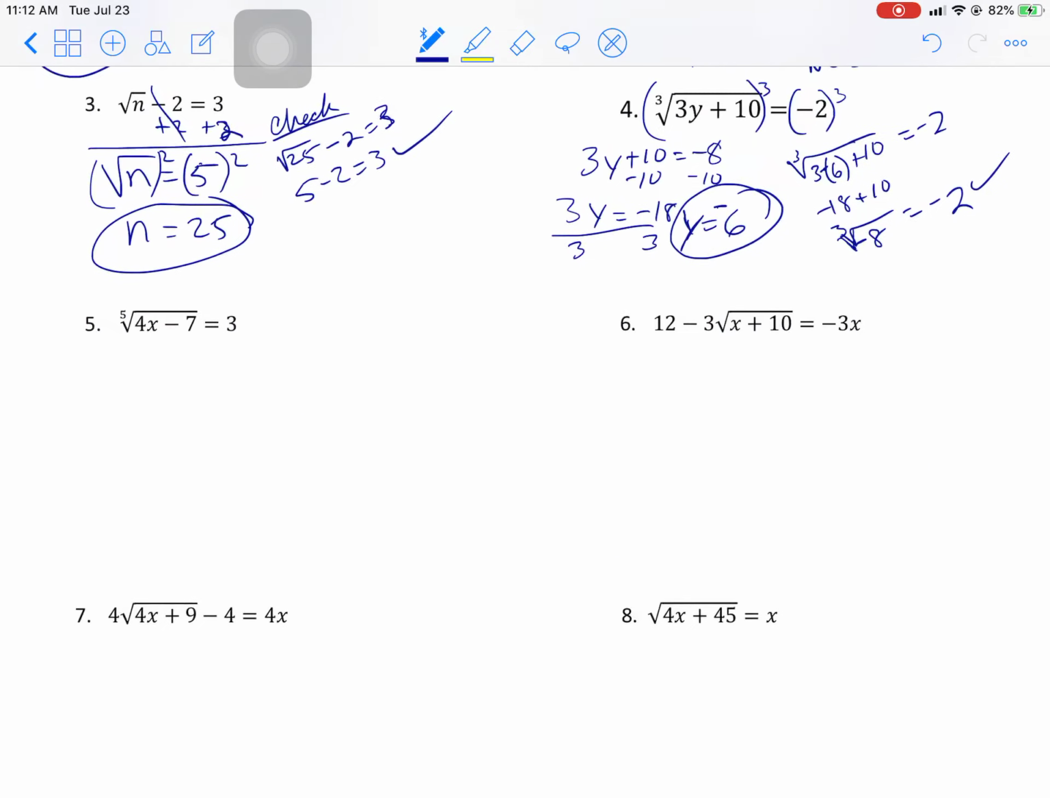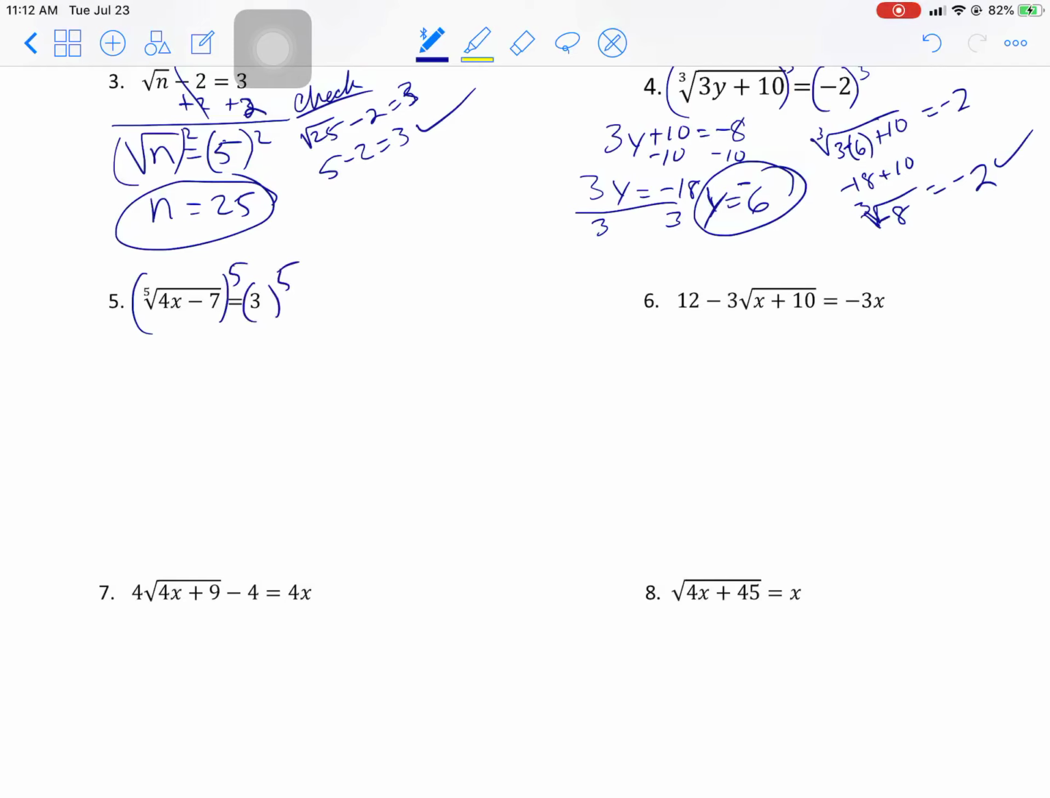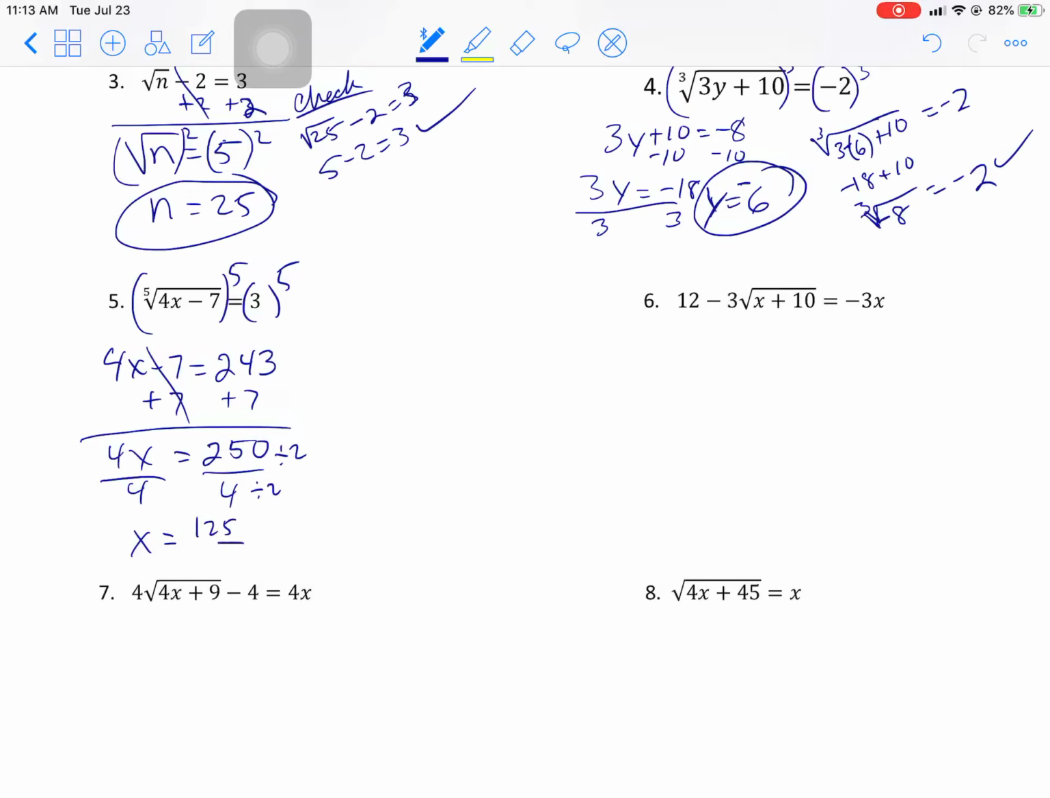All right. Moving on. Here's a fifth root. 4x minus 7. Let's see. 3 to the 5th power. 243 according to the calculator. All right, so x, oops, let me write down. X is supposed to equal... 4 doesn't go into 250 evenly, so that means I just want to reduce the fraction. So 125 over 2. And because it's an odd root, it does not have to be checked, so I'm not going to go there for that one. I'm going to hope that one's right.